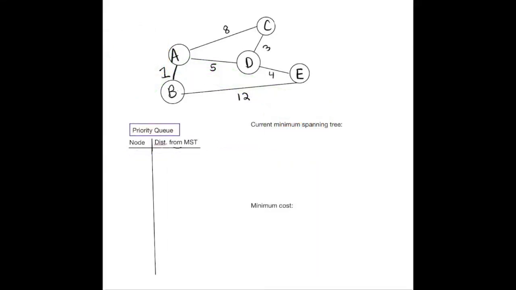Here's a more complex example. We want to find the minimum spanning tree of this graph, which just means we want to find a subtree in the graph that includes all of the nodes but has the least possible total edge cost.